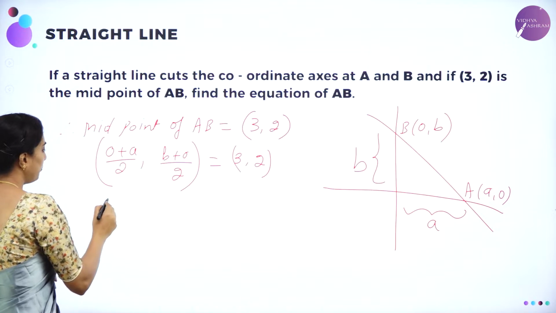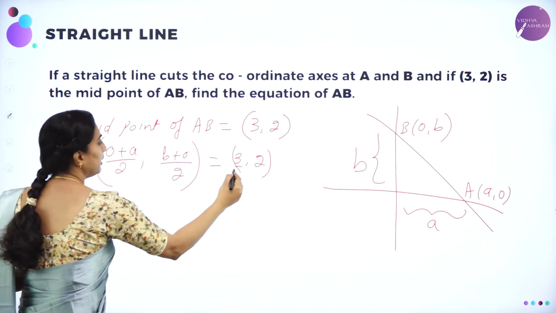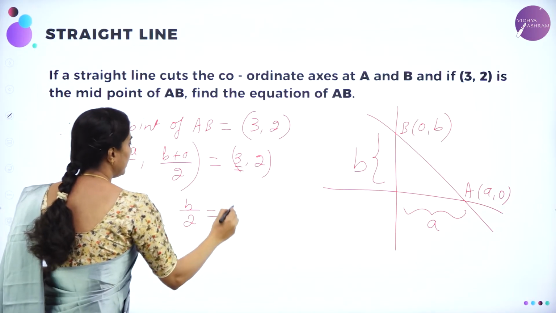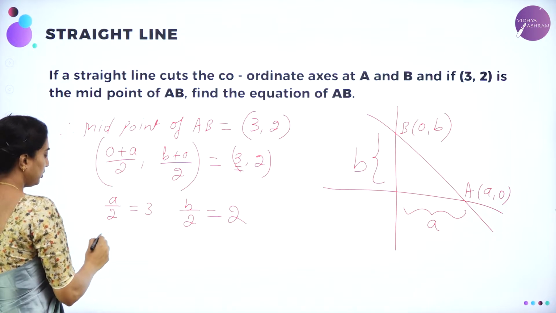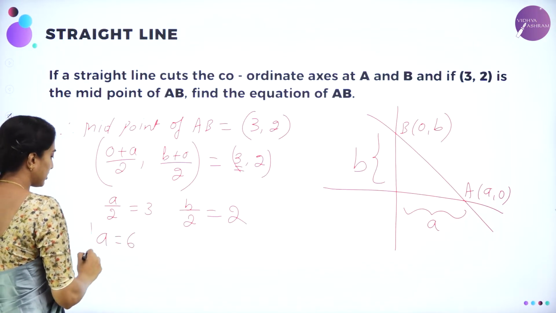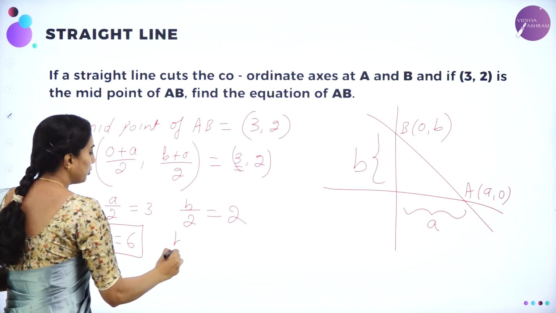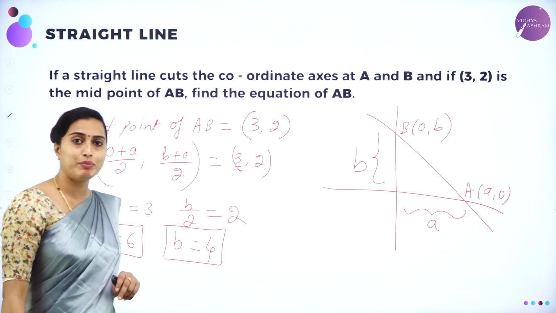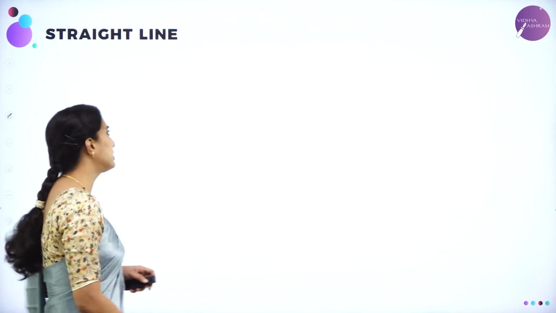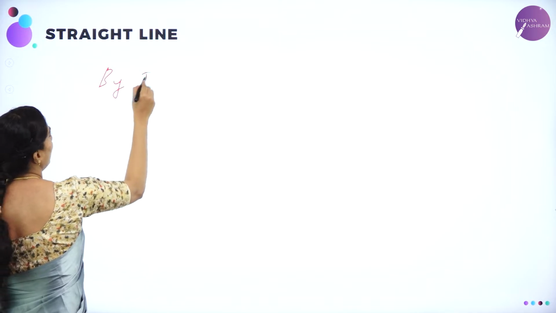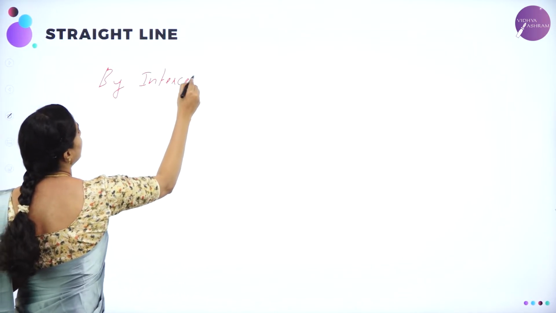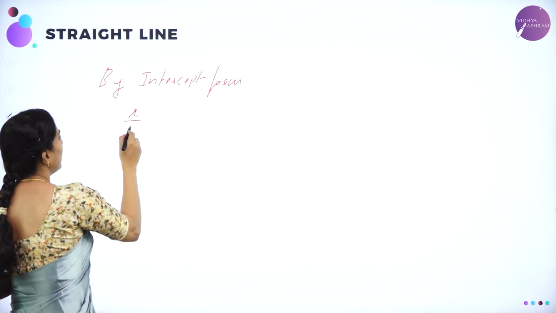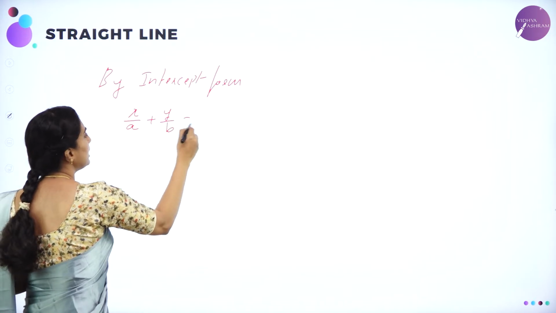So therefore, 0 plus a is a by 2. You can equate it to 3 directly, and b by 2 you can equate it directly to 2. So a by 2 is equal to 3 means a will be 2 threes are 6, and b by 2 is equal to 2 means b will be 2 twos are 4. Now a takes the value 6 and b takes the value 4. What is the intercept form given by? By intercept form, because we are cutting the intercepts there, we have x by a plus y by b is equal to 1.